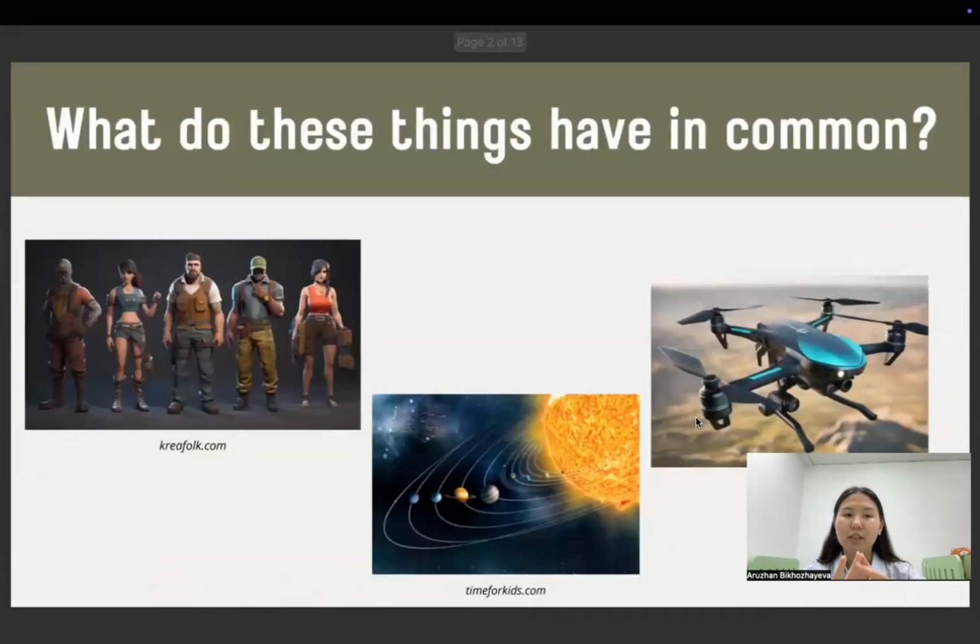Let's start. So, look at these pictures. What do these things have in common? Actually, they all rely on a mathematical concept of quaternions that extends beyond the familiar dimensions of 2 and 3D. But what are quaternions and why are they so important?